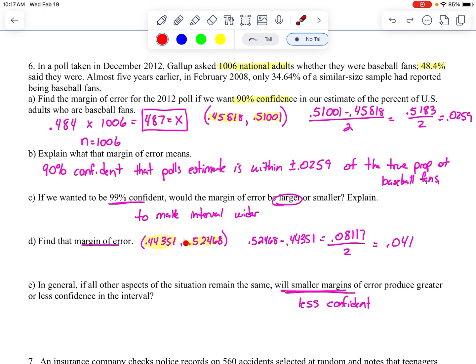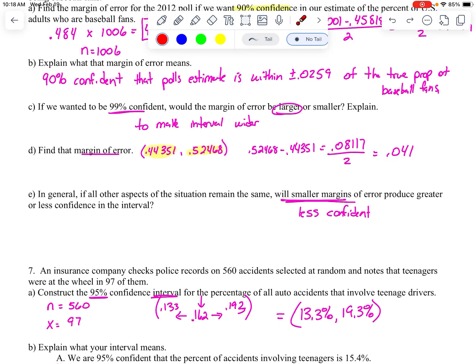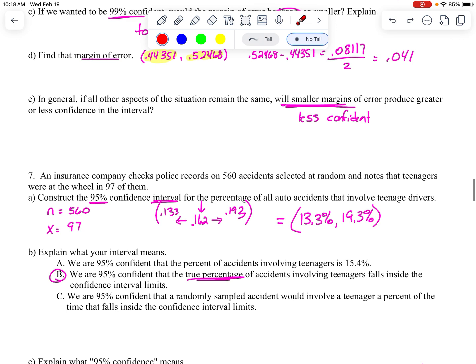Now we can see it went from 0.4581 back to 0.4435. So it went back another 1.5%, and then it went up another 1.5%. So we can see that with the same process, we find the distance across. And we can see that my margin of error almost doubled by changing it to a 99% confidence interval. So in general, if all other aspects of the situation remain the same, smaller margins indicate less confidence. Okay. Moving on to the next one, an insurance company.